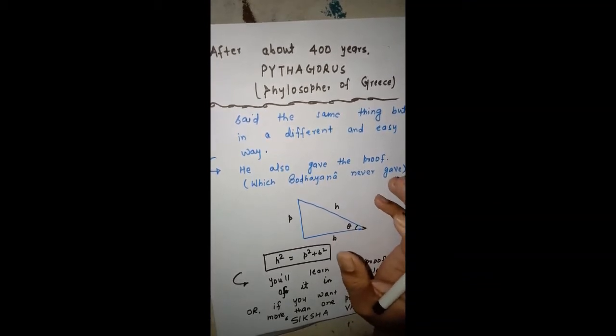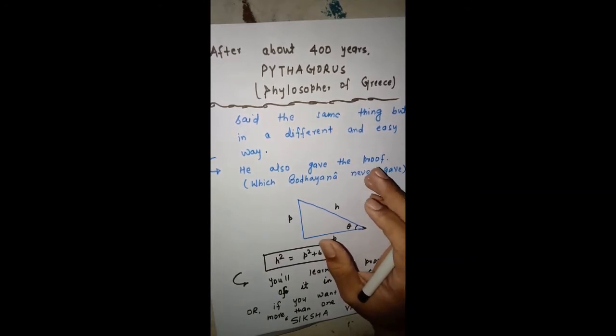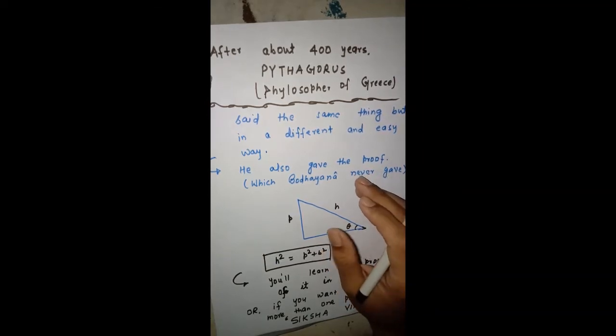Bodhaya never gave the proof. He had observed things in practical life and gave the result in a statement. He never wrote about how you can prove it. But Pythagoras wrote about it, how can you prove my statement?